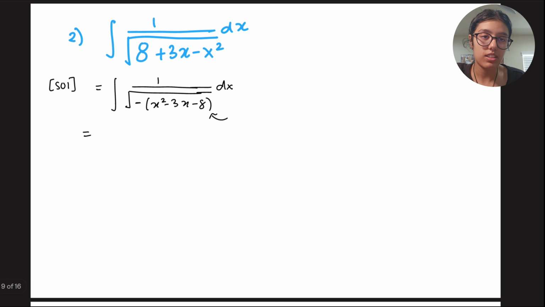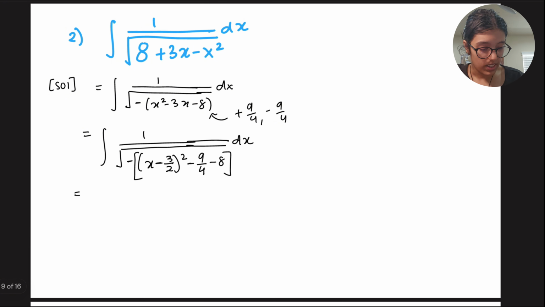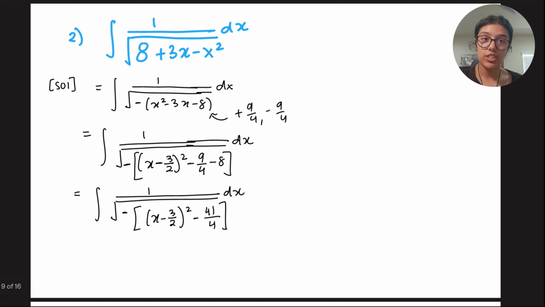So in order to make this square, I'm going to add 9 over 4, and I'm going to subtract 9 over 4 within these parentheses. And there we go, we have completed the square. But once again, be mindful that we still have the negative sign and it encompasses everything in these square brackets. And now I'm going to simplify that part. Now I'm going to expand this minus sign.